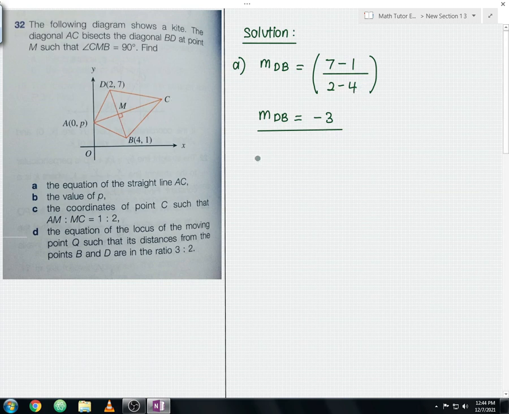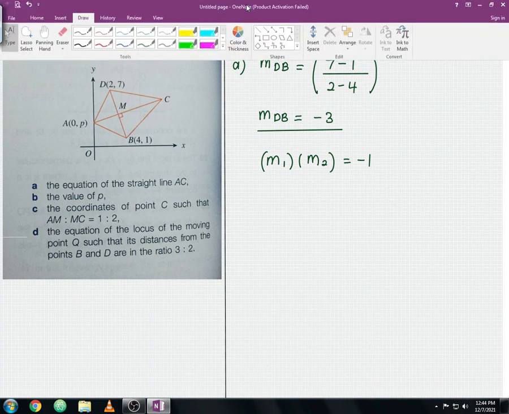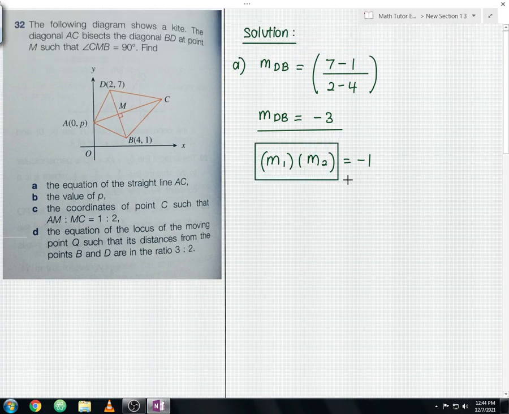In this case, M1 times M2 equals -1. So this is the formula that we're going to apply over here. Let me box this. In this case, our M1 will be representing the gradient of the straight line AC.